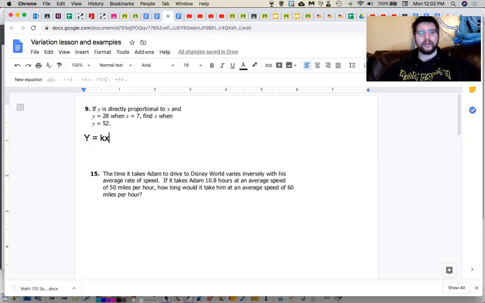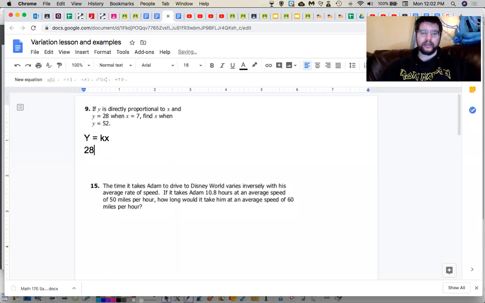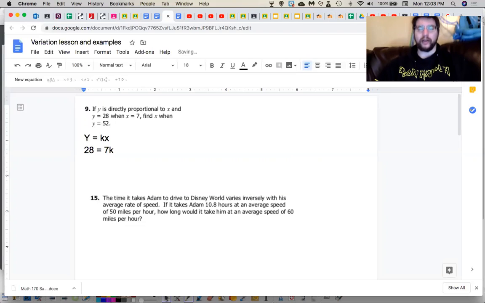Then read what it says. y equals 28 when x is 7. See, it gives us x and y, gives us all our variables. So we need to use that to find our constant. So y is 28 when, I don't know what k is, but x is 7. So k times 7, I can rewrite that as 7k. All right. Oh, wow. I can solve that like in 2 seconds for k. 4 equals k. Just divide both sides by 7.